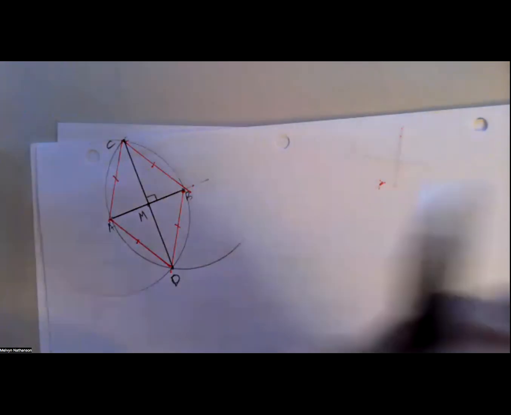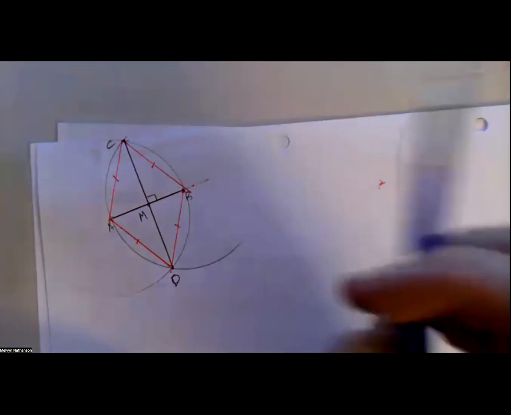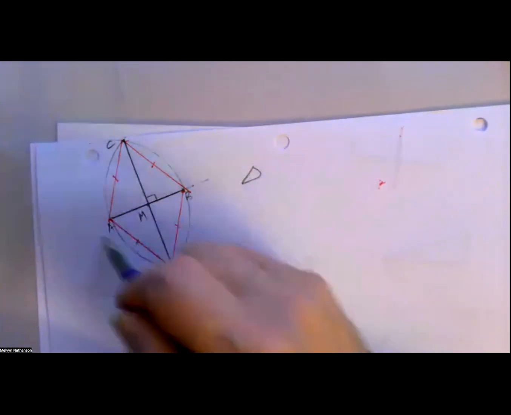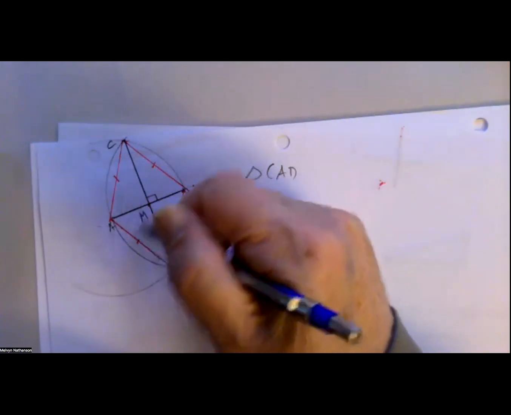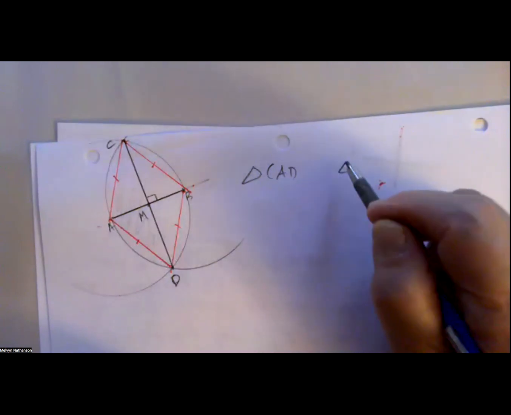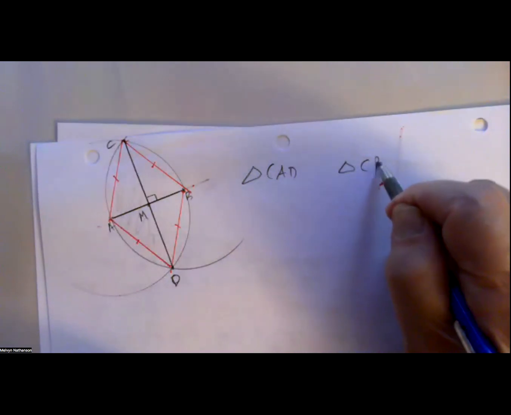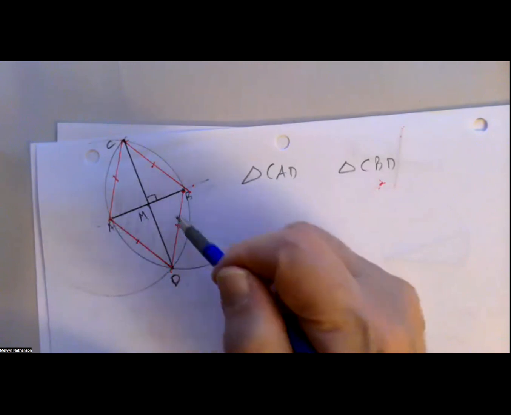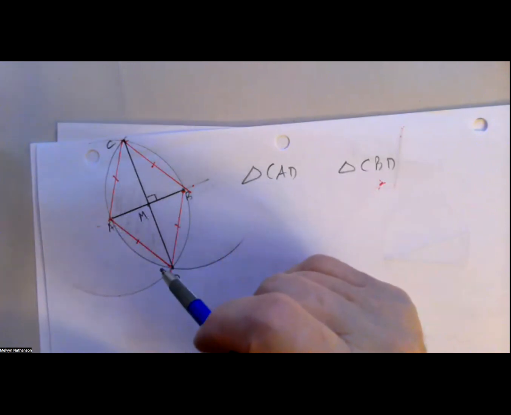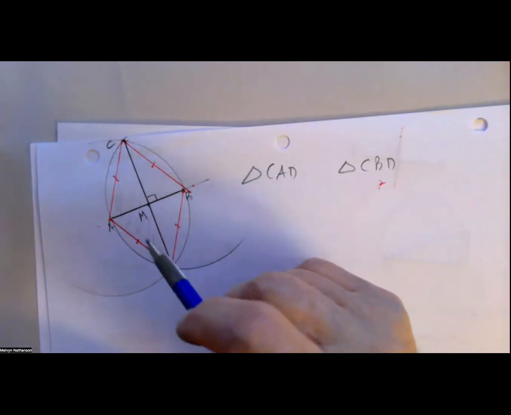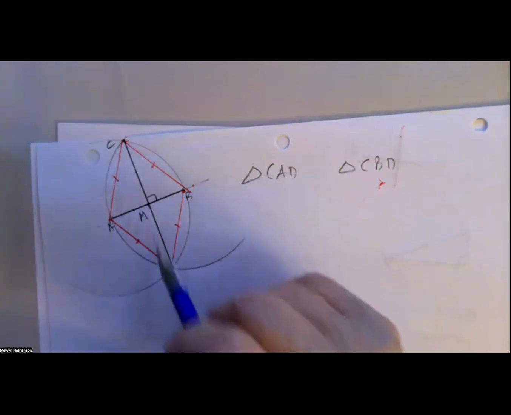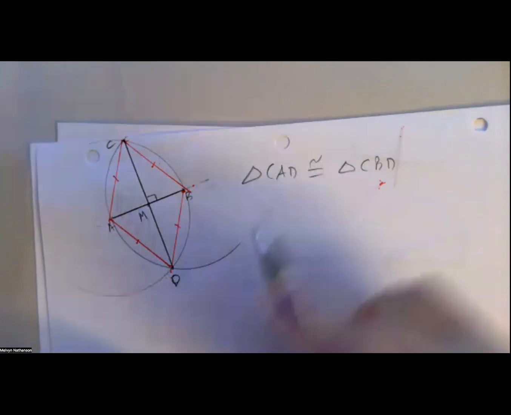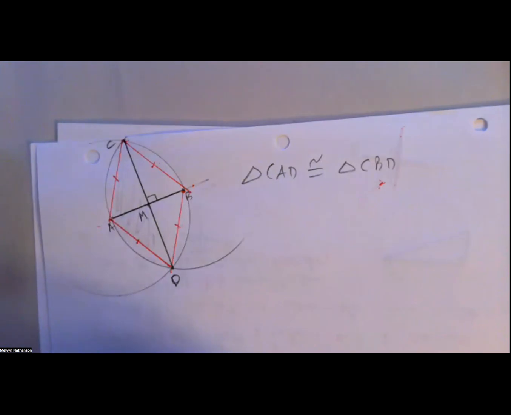So if you look at, for example, triangle CAD, that's that triangle, and triangle CBD, these triangles have three sides, corresponding sides the same lengths. This equals this equals this, and this is shared. So these are congruent triangles.